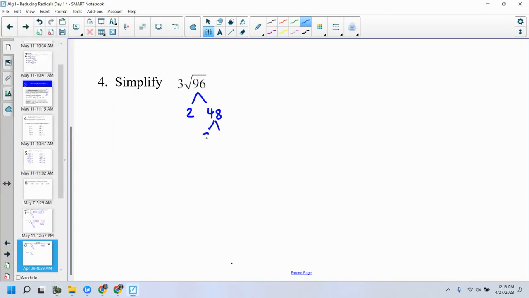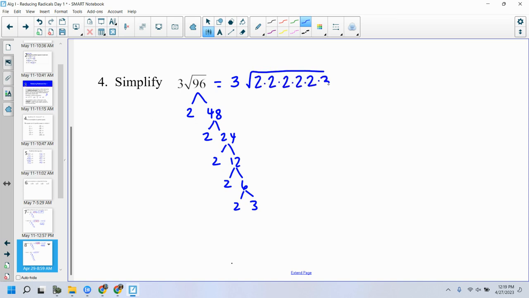I'm going to divide that by 2, and that's 24. Divide that by 2 and 12. Divide that by 2 and 6, which gets me 2 and 3. So in the end, I've got that 3 sitting on the outside. And on the inside, I've got 1, 2, 3, 4, 5 2s and a 3. So let's buddy up. How many 2s are coming out? 2 2s are coming out.